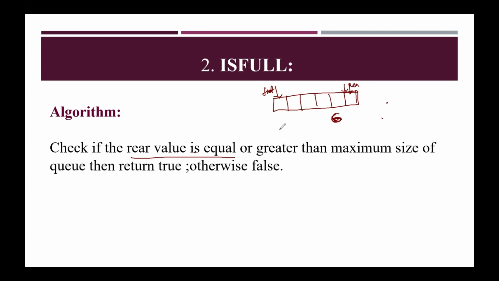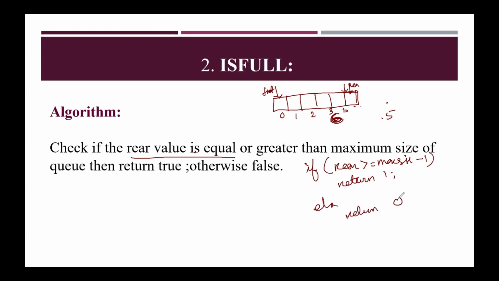Whenever we write the code, we do not use 6, we have to use 5, because indexing starts from 0 to n minus 1. So max size -1. What we have to write down: if rear is greater than or equal to max size -1, then return true. True means 1. Else return 0. So this is the condition for isFull.